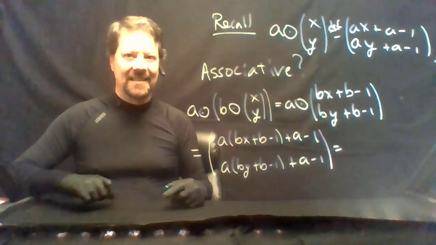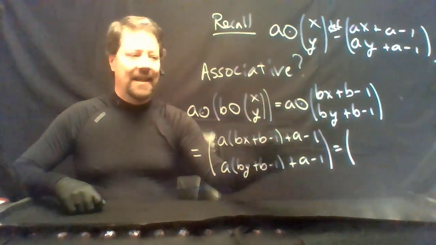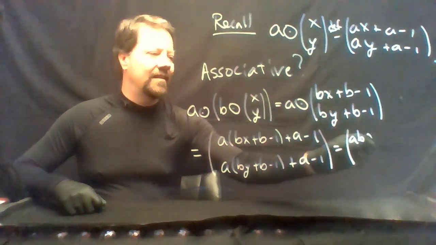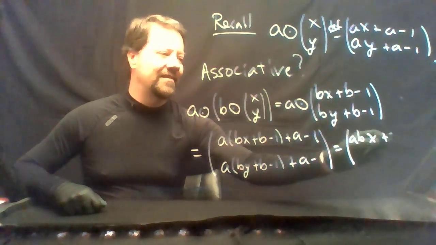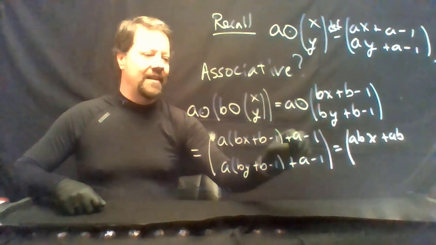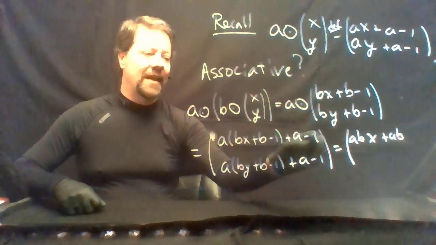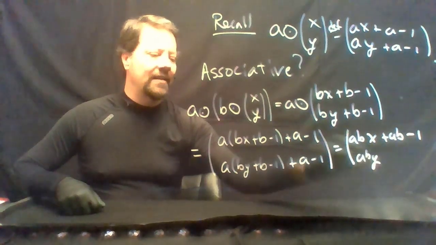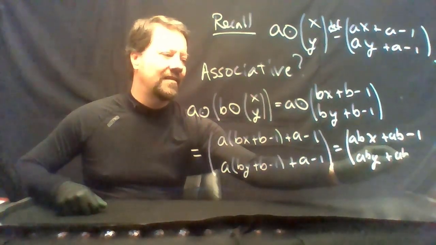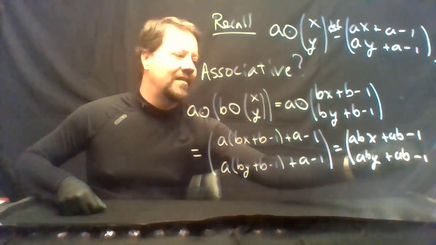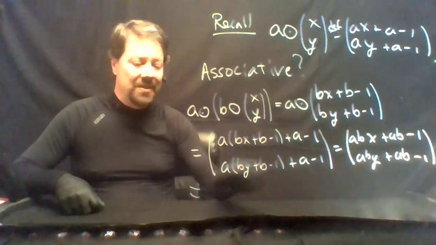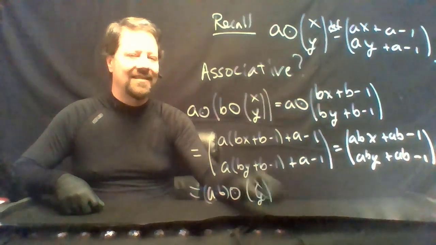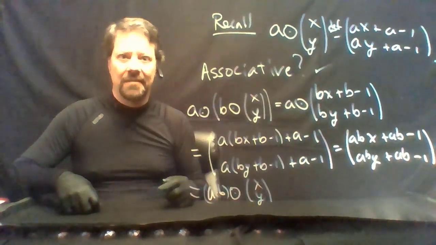And so what is that? We'll get ab times x plus ab, and then minus a plus a, those will cancel, and then minus 1. We'll get aby plus ab plus a minus 1. But you can see that is a times b, circle times xy. That means it is associative.